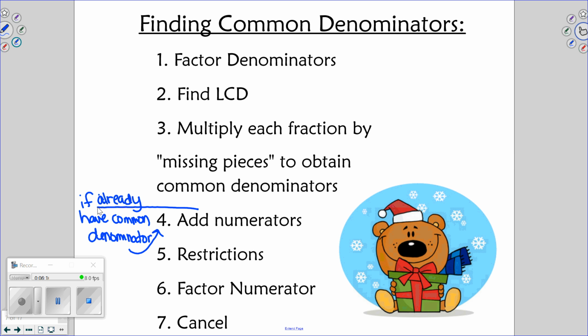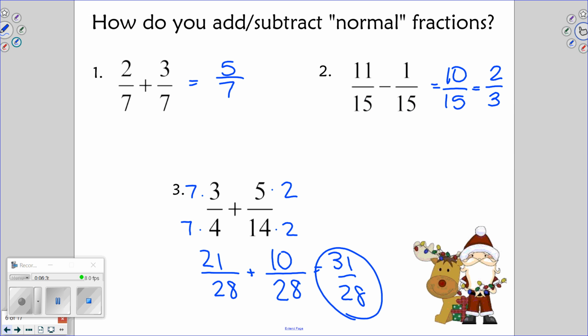So we are going to factor our denominators. Notice it doesn't just say factor where I factor anything and everything. I'm going to factor only the denominators. I'm going to find the LCD, my least common denominator. That's the part a lot of people will struggle with. Then I'm going to multiply each fraction by the missing pieces to obtain the common denominator. Just like on the previous problem, I multiplied by 7. I multiplied this one by 2. That was its missing piece to make my denominator be what I wanted it to be. Okay?